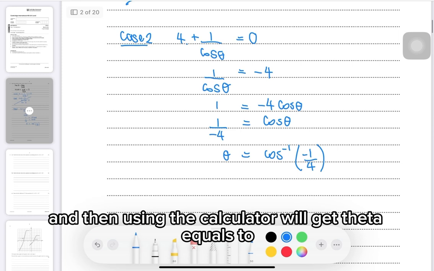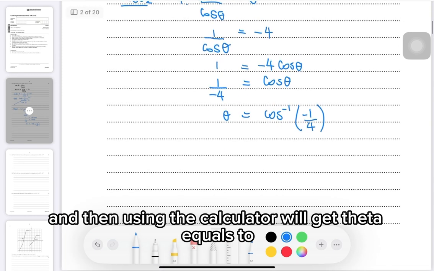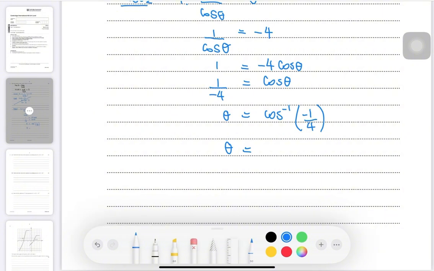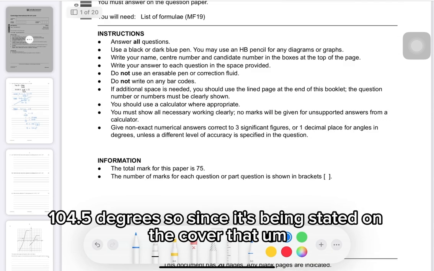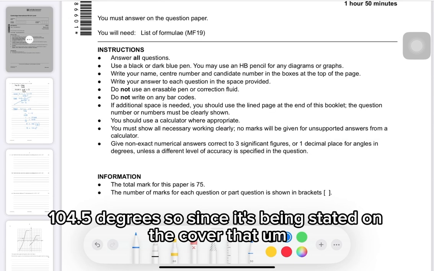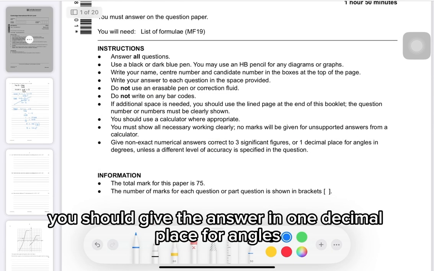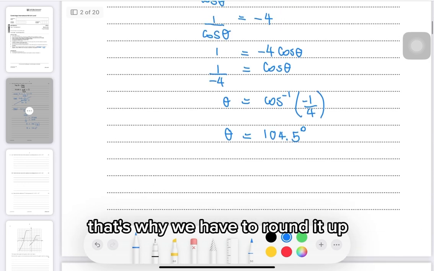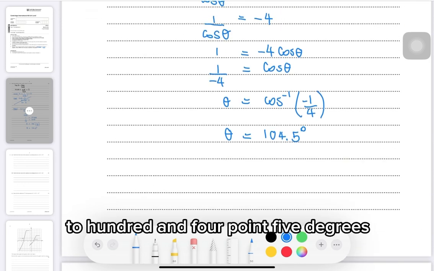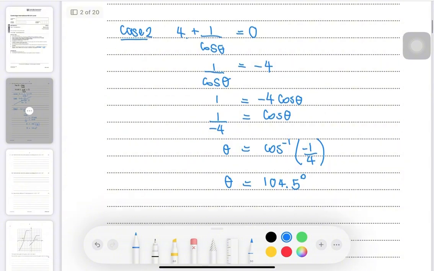And then using the calculator, we'll get theta equals to 104.5 degrees. So since it's being stated on the cover that you should give the answer in 1 decimal place for angles, that's why we have to round it up to 104.5 degrees. And that's it.